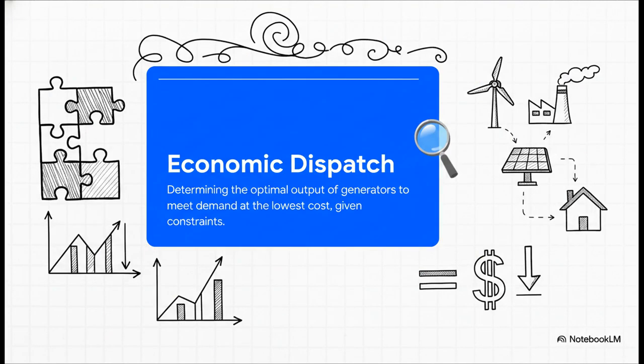And it turns out that puzzle actually has a name. It's called economic dispatch. It's this really elegant mathematical process that grid operators use every single second of every single day to solve this exact problem. So let's break down how it really works.